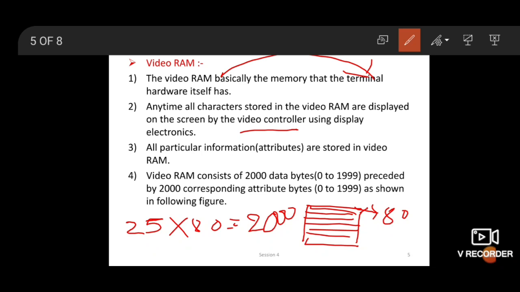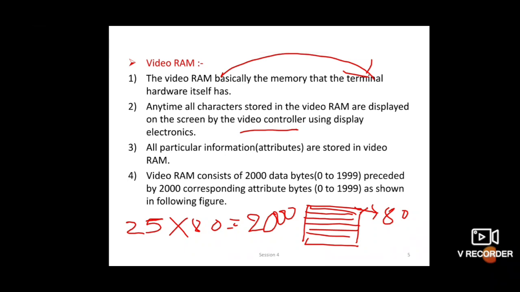Means student, video RAM consists of 2000 data bytes. We can store 2000 bytes, and also 2000 attribute bytes, both simultaneously. One data byte has one attribute byte. See this monitor. On this monitor there are 25 lines. Each line consists of 80 characters. So 25 into 80, 2000 characters display at a time. Means video RAM can display 2000 bytes at a time on screen.